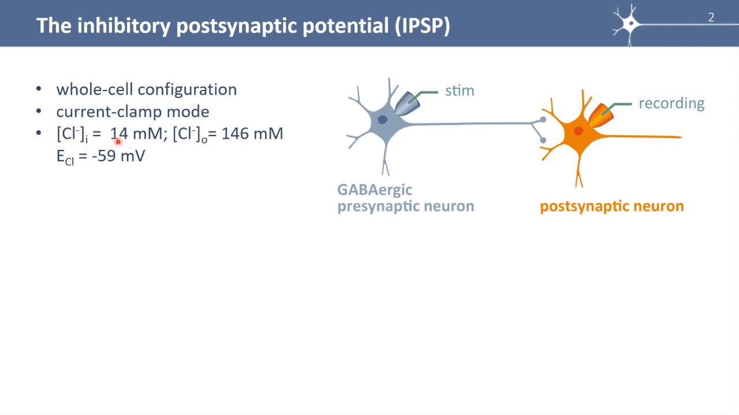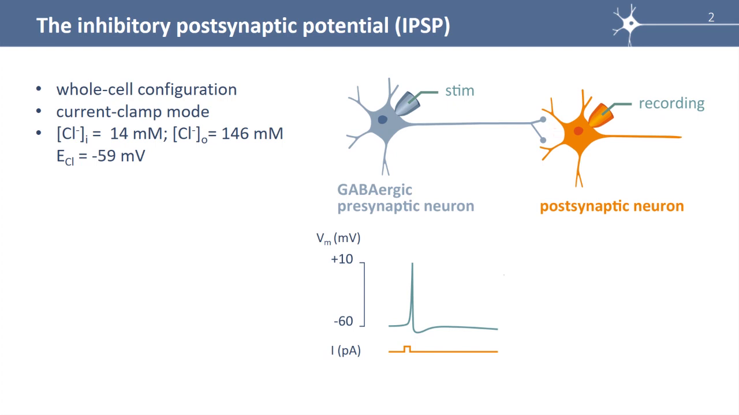The intracellular concentration is around 10 times lower than the extracellular one, which gives an equilibrium potential for chloride ions of minus 59 millivolts. When we apply in the presynaptic neuron through this electrode a depolarizing current step to evoke an action potential, this action potential propagates along the axon down to the axon terminals and triggers the release of GABA.